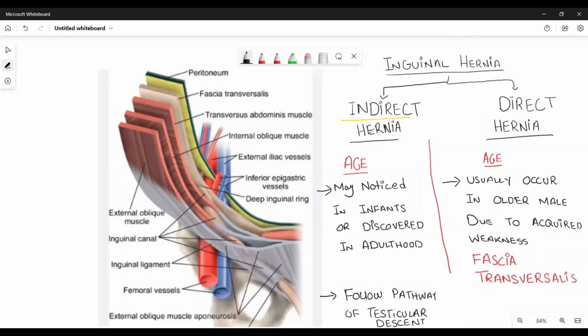The age of the patient with an indirect inguinal hernia: it may be an infant, or it may be discovered in adulthood. In the case of the direct inguinal hernia, the patient is usually an older male, because it is a weakness in the fascia transversalis. Next, the indirect inguinal hernia follows the pathway of testicular descent. Inguinal hernia is basically the most common hernia.